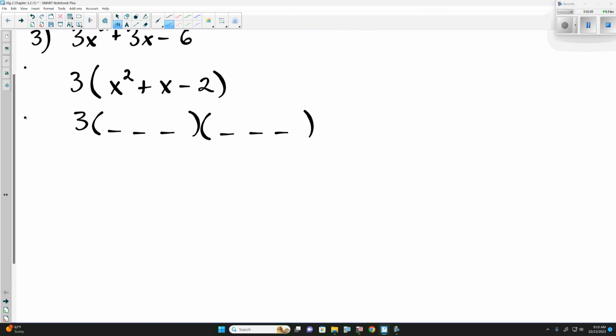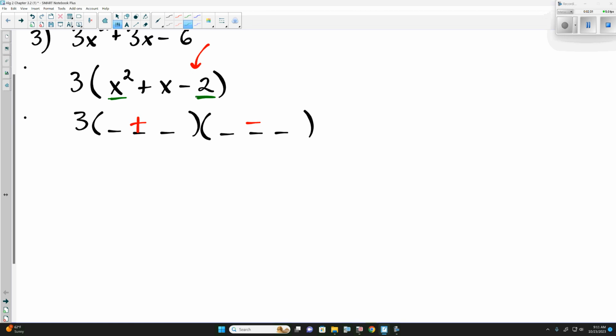Now, this takes us through steps 1 and 2. Since we don't have any other greatest common factors, we'll do 2 sets of parentheses with 3 spaces. Our next step is to find the sign. If the third term is positive, the signs are the same and they match the sign of the middle term. If the third term is negative, our signs are opposite. Since this one here is -2, the negative tells us the signs are opposite. One's going to be positive, one is going to be negative.